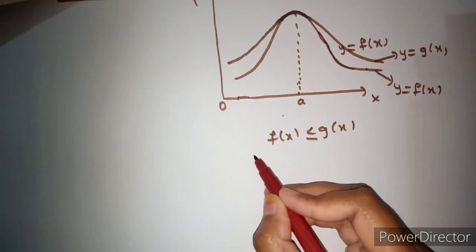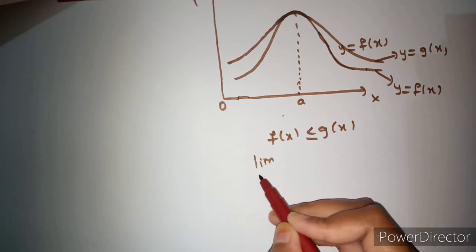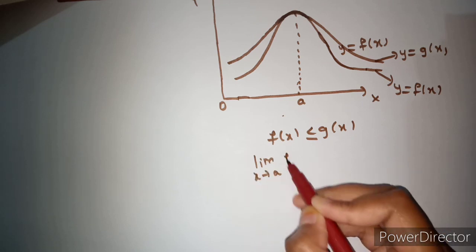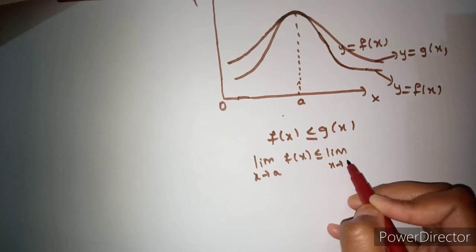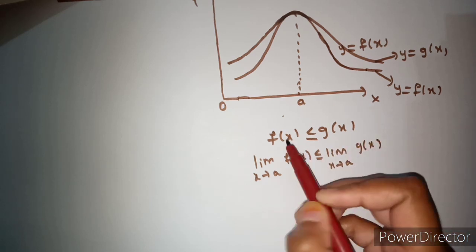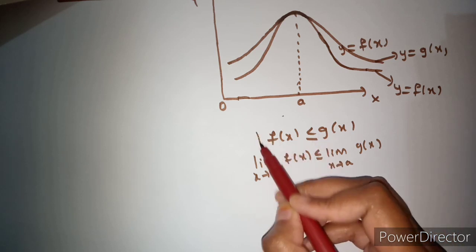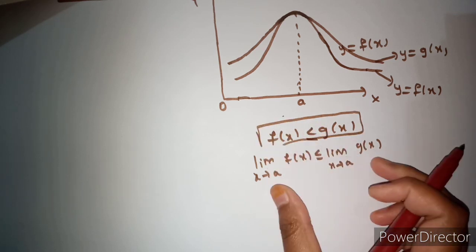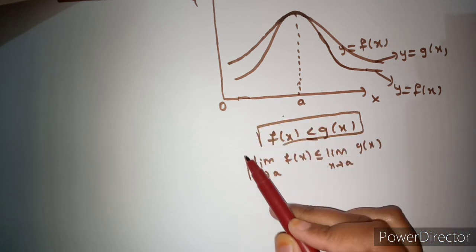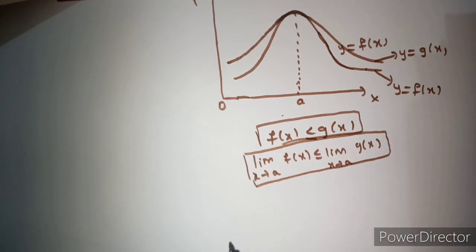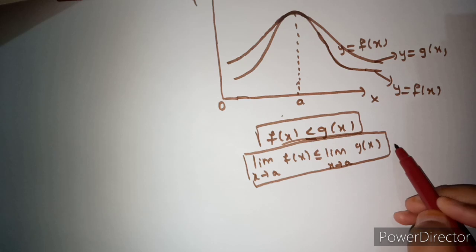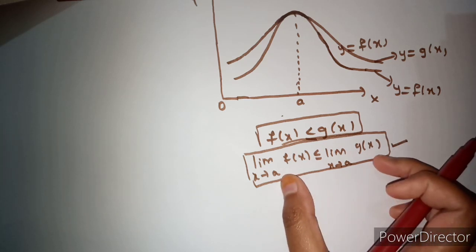Now if we apply limit to this function, limit x tends to a f of x, limit x tends to a g of x, the inequality will remain the same. See, f of x is less than or equal to g of x, right? If I apply the limit, it remains the same. It won't change. This is the meaning of theorem 2. If we apply limit also, it remains the same. This is what theorem 2 says.